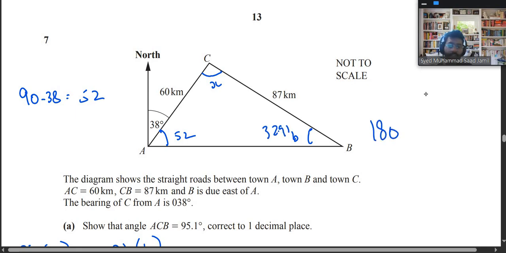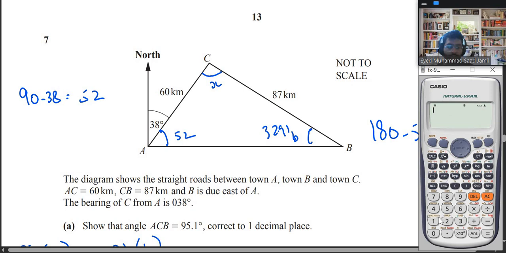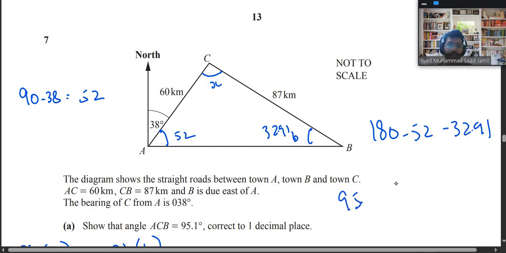So 180 minus 52 minus 32.91, 180 minus 52 minus our answer, so it's 95.08. 95.08 can be written as 95.1.